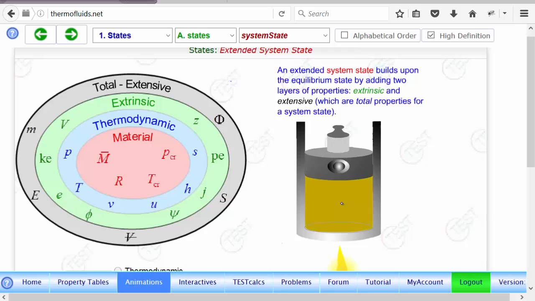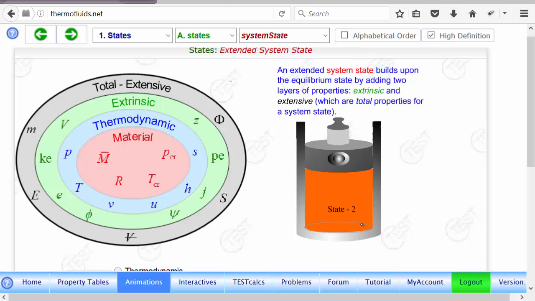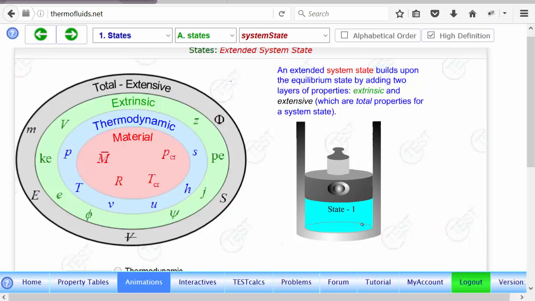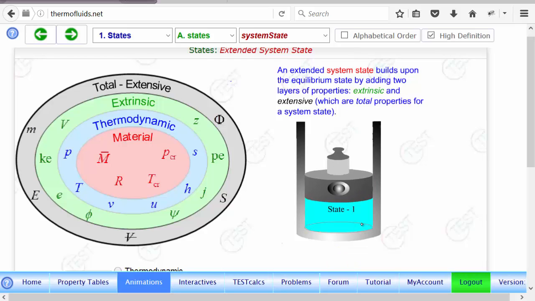So as you can see, this is a closed system going from state 1 to state 2. So in between what happens, we really do not care. But in the beginning, we are at a certain state. At the end, we are at another state. And let's just talk about those two states for the time being.